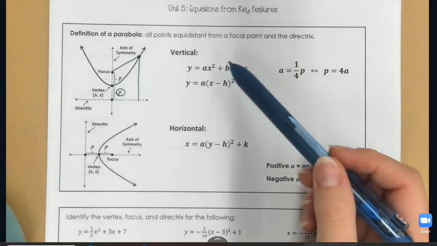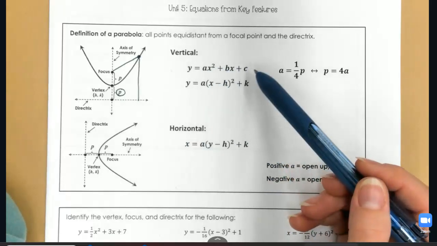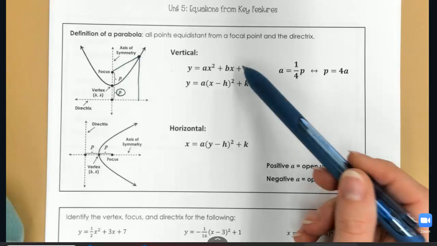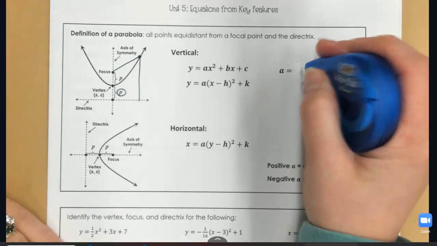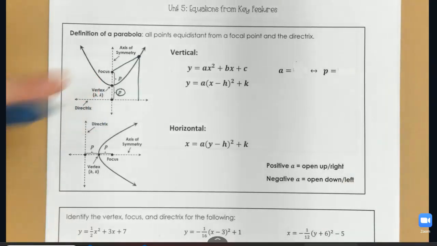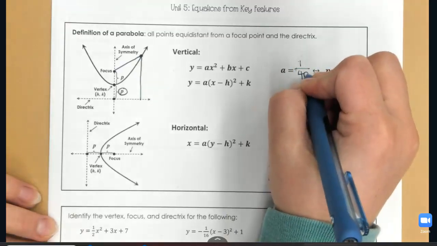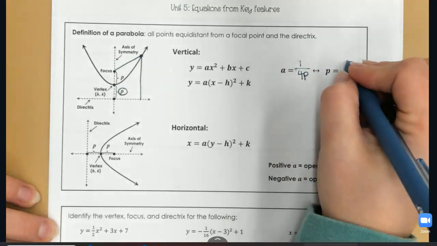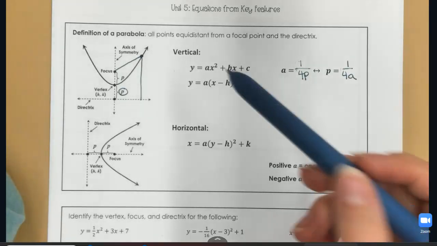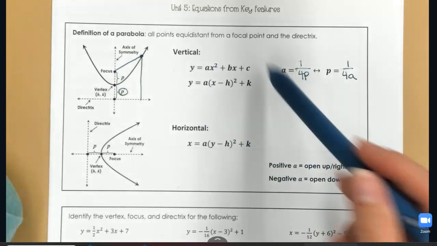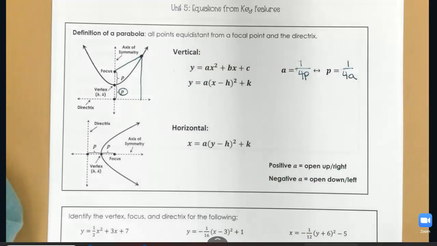But if we have a vertical parabola, because we are going to talk about horizontals today as well, we again can have standard or vertex form for that parabola. And the relationship, there is a slight typo here that we're going to fix, between that value P I just referred to and A is that A is equal to 1 over 4P, which means P is 1 over 4A. So if you know A or P, you can write the equation of your parabola along with the vertex. Those are the two pieces of information you need.